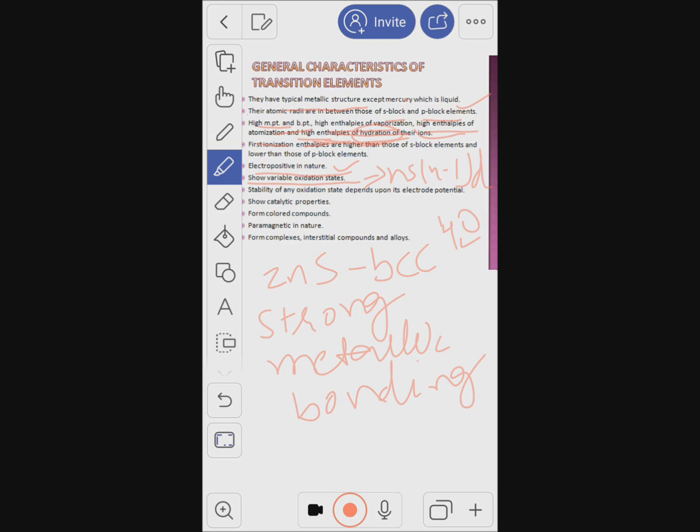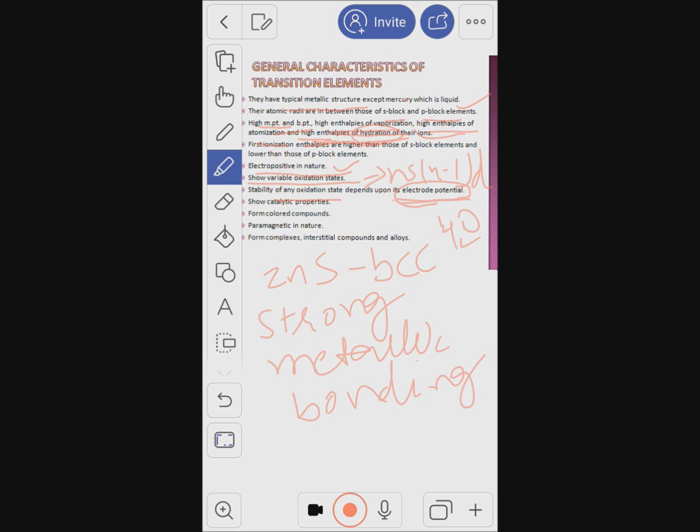Next is the stability of any oxidation state depends upon its electrode potential. Electrode potential, it is the potential difference between electrolyte and its ions. And the stability of any oxidation state depends upon the electrode potential. More negative is the electrode potential, more easily it gets oxidized.